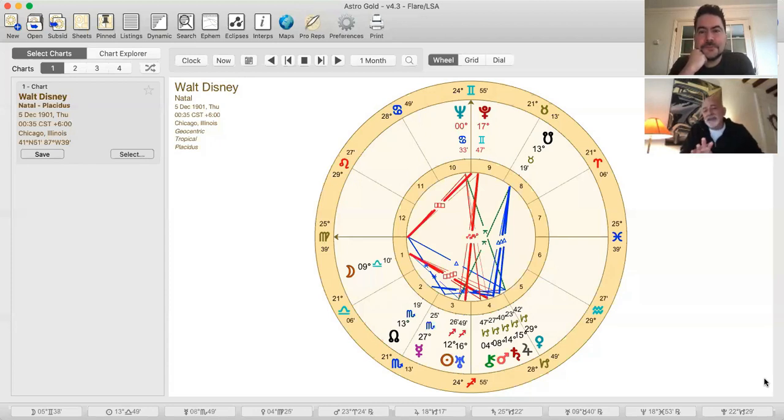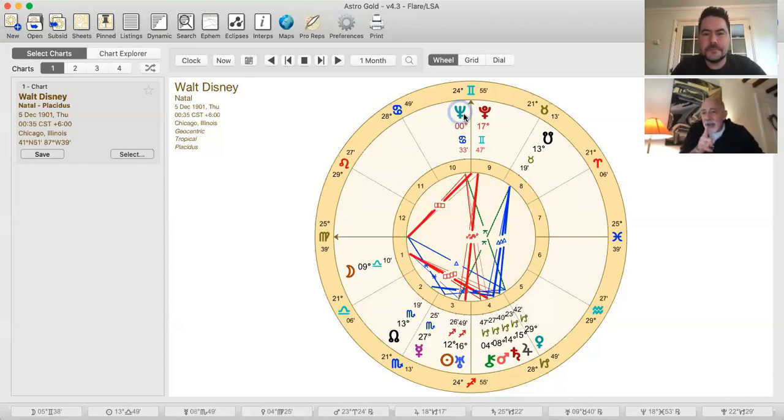We might consider this actually to be a splay chart by contemporary standards, but if Walt Disney's mother brought him for a reading the day that he was born, way back in 1901, Pluto wasn't discovered yet. So if we take Pluto out of the picture, what we're left with actually is a bucket chart with Neptune as the handle of the bucket, or sometimes it's called the singleton.